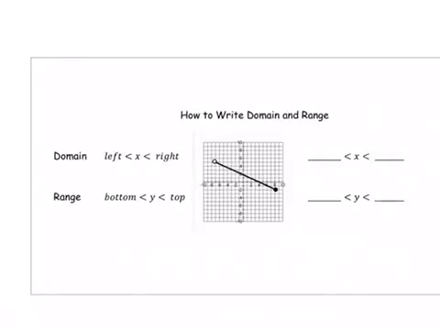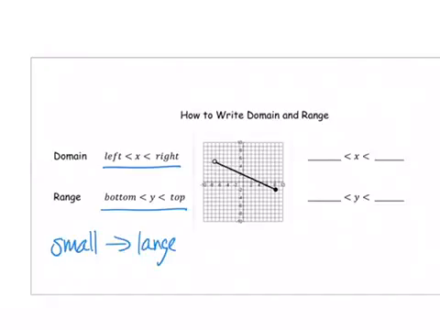Now, for domain, we're always going to write this one from left to right. And for range, we're always going to look at it from bottom to top. In other words, when we write these, we're always going to go from small to large. In case you forget that, you can always remember small to large. So in this case, the domain is going to go from here at -7 to here at 8.